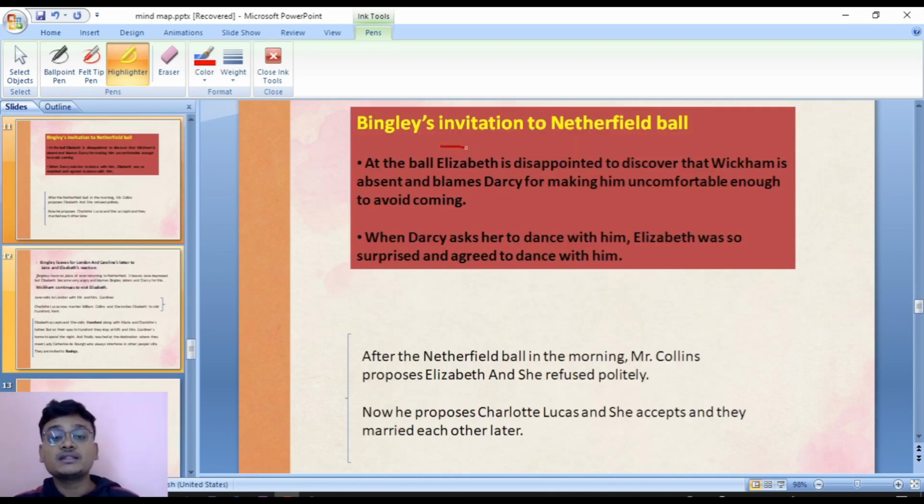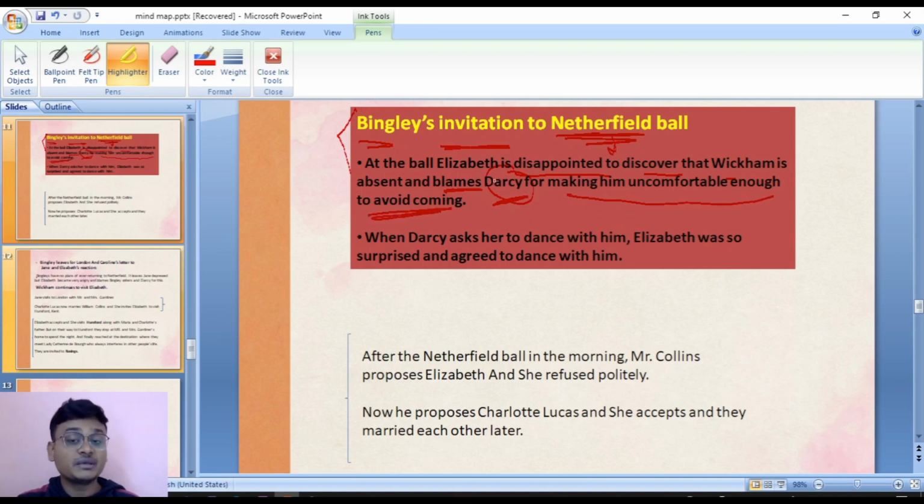Bingley's invitation to Netherfield ball. Another ball is going to happen. They have sent another invitation to the Netherfield ball, where Elizabeth is disappointed to discover that Wickham is absent. तो एलिजाबेथ ने देखा कि उस नेदरफील्ड बॉल में विकहम नहीं है. She became very disappointed and blames, इसीलिए उसने किसको? डार्सी को ब्लेम कर रहा था. She was blaming Darcy for making him uncomfortable enough to avoid coming. So she's blaming that maybe Darcy is responsible for Wickham's absence.